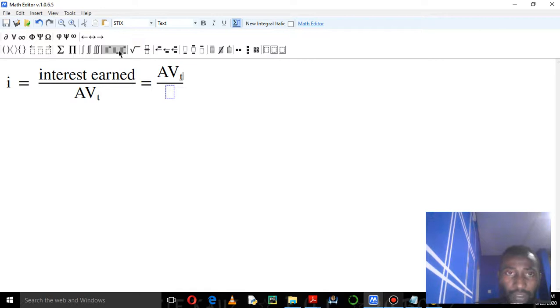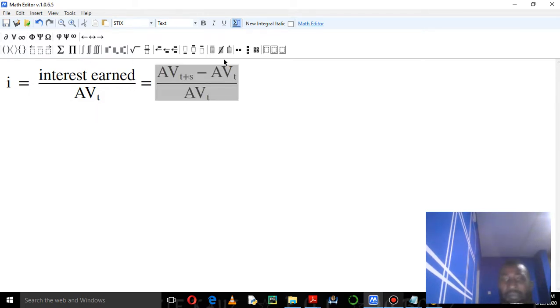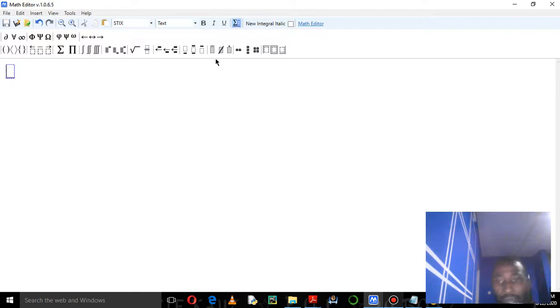So the accumulated value at the end of the period, which is AV subscript t plus s, minus the accumulated value at the beginning of the period, which is AV subscript t, all over the accumulated value at the beginning of the period, AV subscript t. So this is the formula for the interest rate. Now let me give you an example.